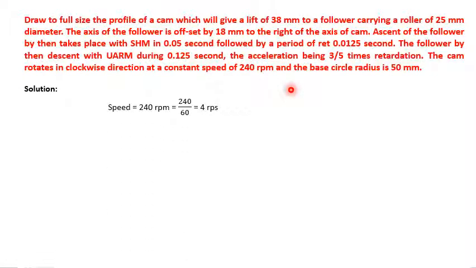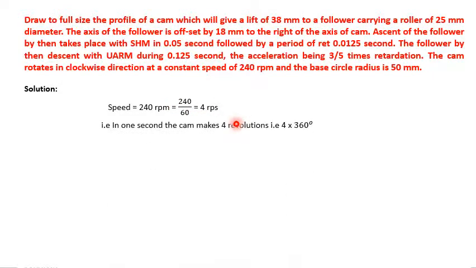First, the speed. Speed is given in revolutions per minute, so convert it into revolutions per second. How to convert RPM into RPS? Divide it by 60. So 240 divided by 60 gives 4 revolutions per second. Like this we have to convert RPM to RPS: just divide it by 60, and it becomes revolutions per second.